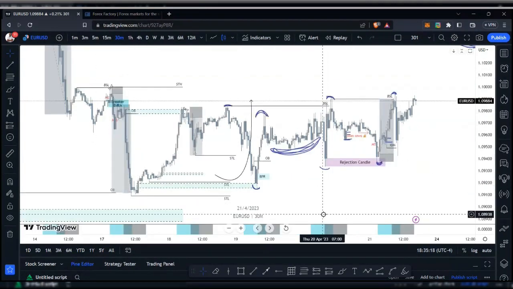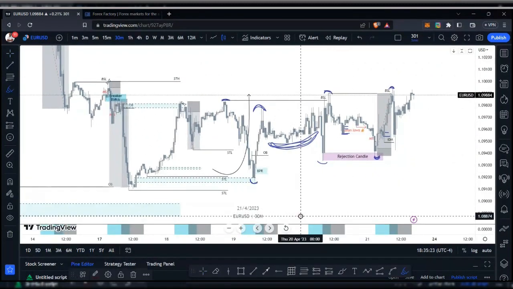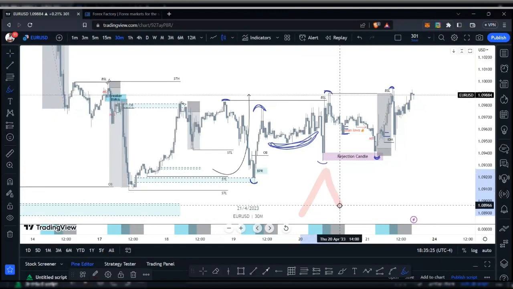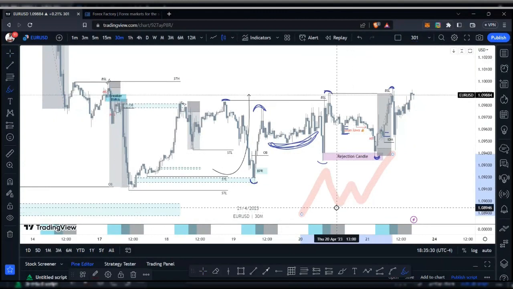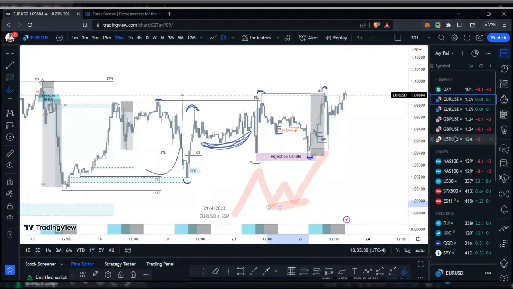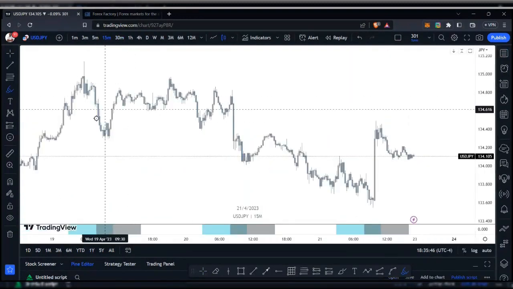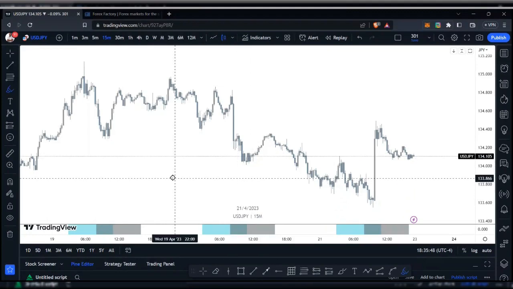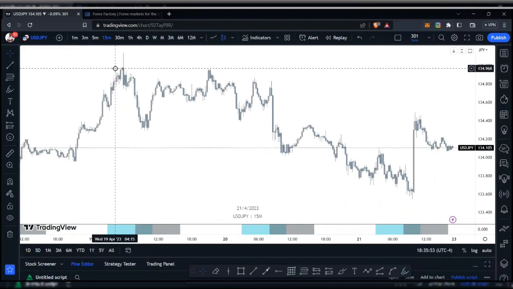So it's usually something like this. You get this structure. So these are inducement. All right. Let me go to another chart. Let's go to USD JPY. Let's see where the JPY is. Let me look for it.